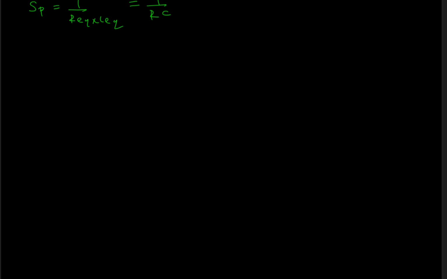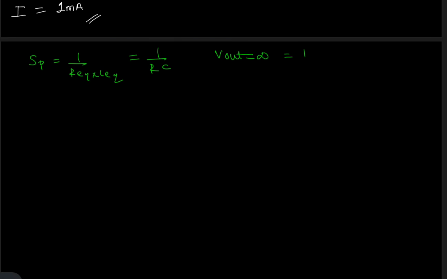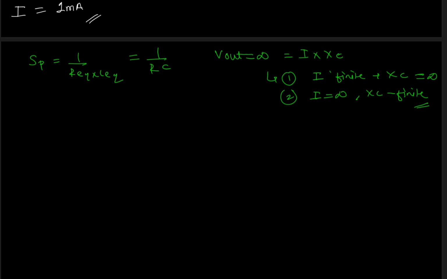Then I told them the pole is when V out is infinite. Okay, and in this case V out is I into XC, right? So for calculating a pole, we can have two cases. One case is I is finite and XC is infinite, and second is I is infinite when XC is finite. These are the two conditions that you must check.